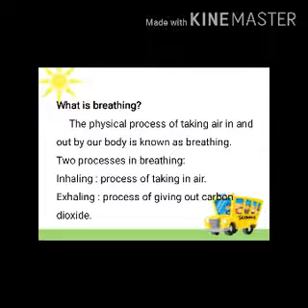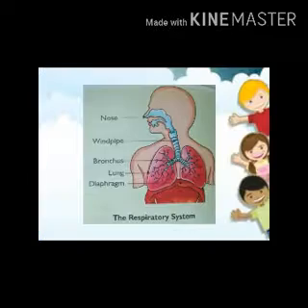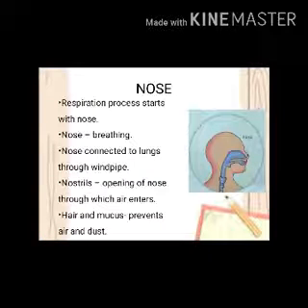Right. Then we saw the organs required for the respiration process. What are the organs? Nose, windpipe, bronchi, lungs, diaphragm. Among these, the lungs are considered the main organs of the respiratory system, right? Among those, we saw the nose and windpipe, right?